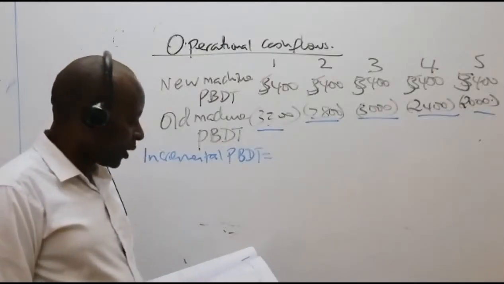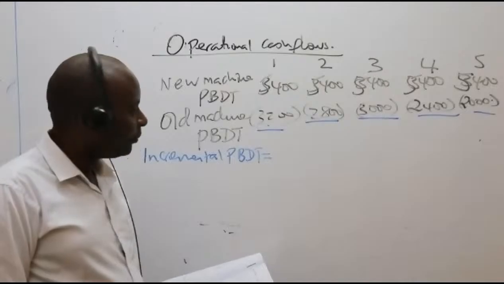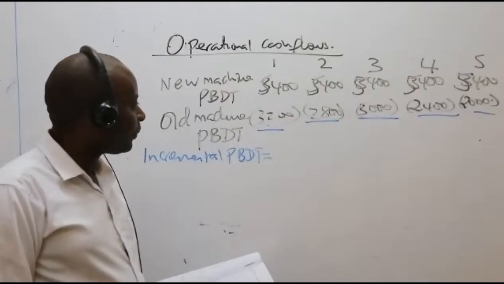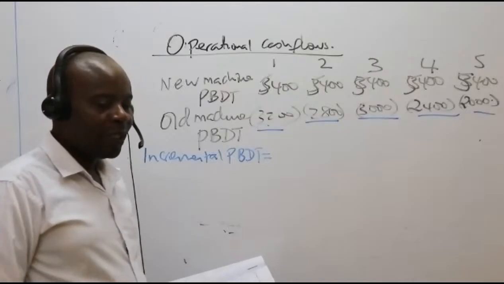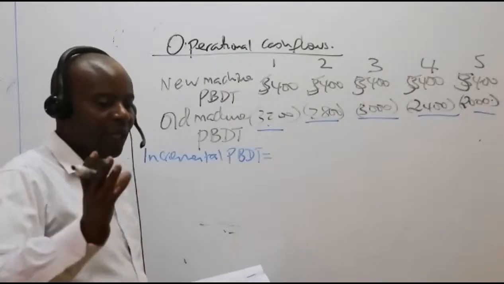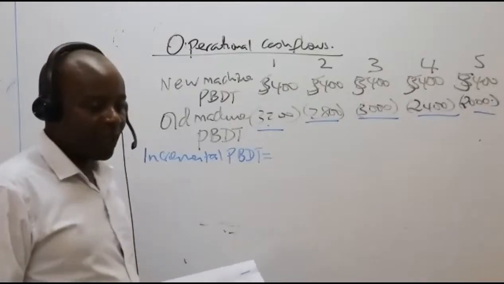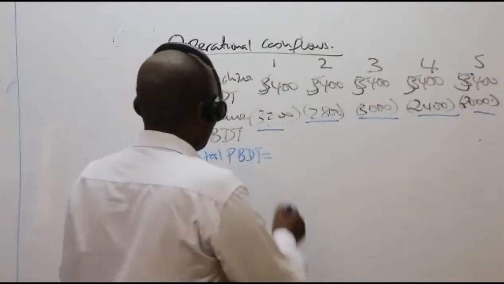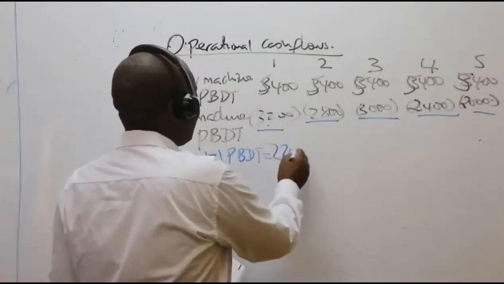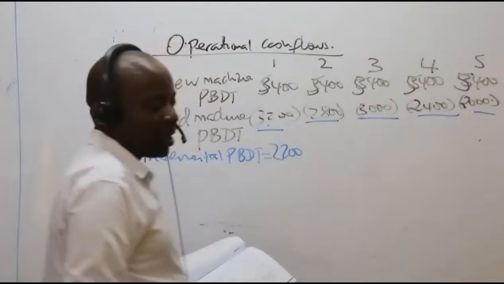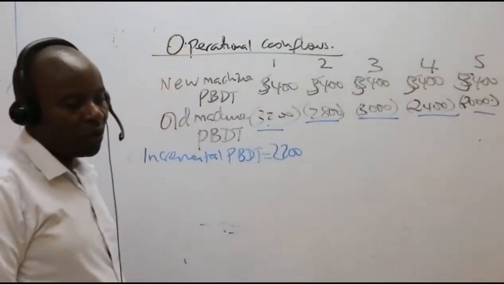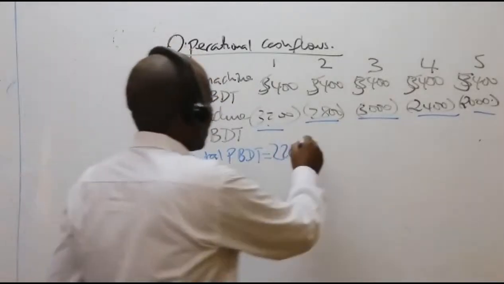$13,600. Did you add or something? No, we are subtracting. We want to see the increase. If we bring this machine, how will our profits here increase? So the first one, I'm being told, is 2,200. How about the second one? The second cash flow is 2,600.